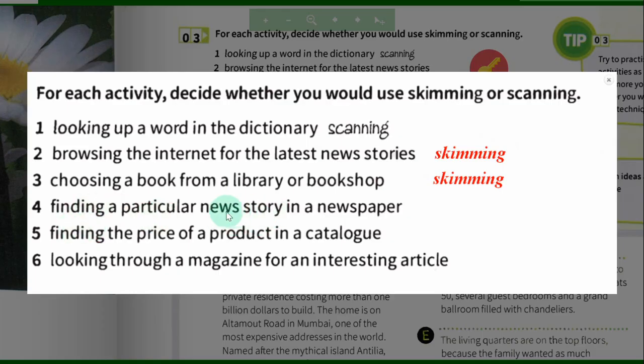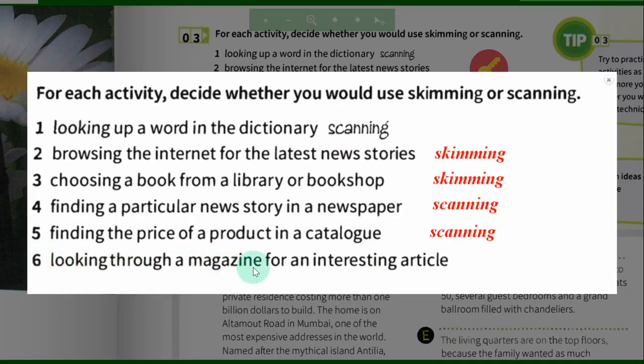Finding a particular news story in a newspaper. Particular, very specific, and you do it quickly. It's, of course, scanning. Then finding the price of a product in a catalog. When you want to find the price in a catalog, do you skim or do you scan? Do you spend a lot of time reading word for word, or do you just scan? Of course, it's scanning, because it's very specific. You go straight towards the price and so on.